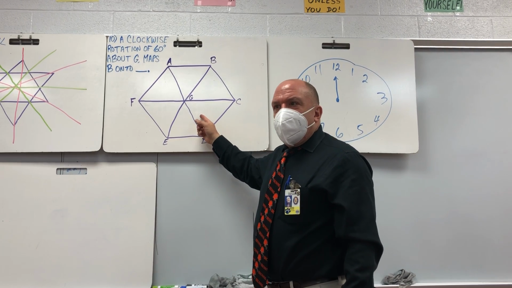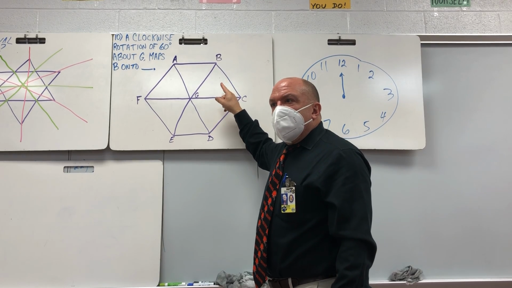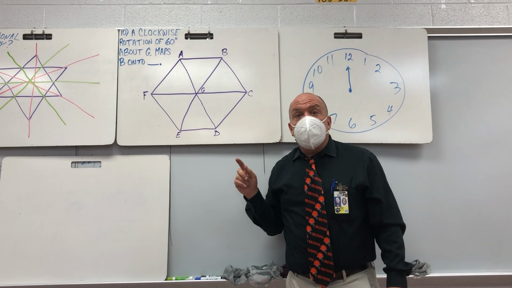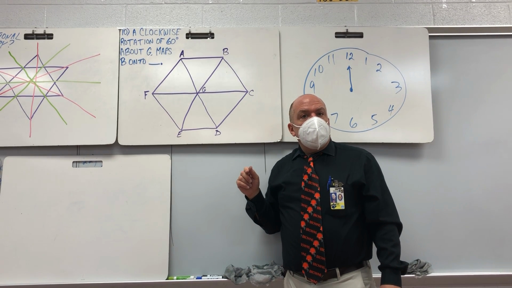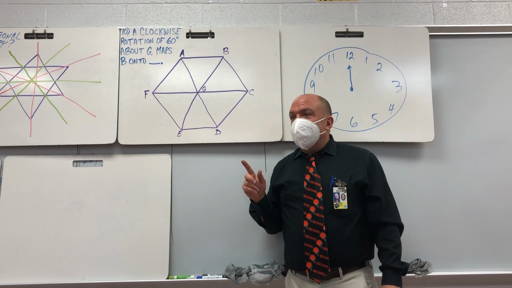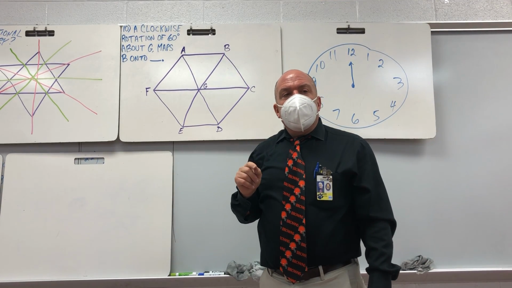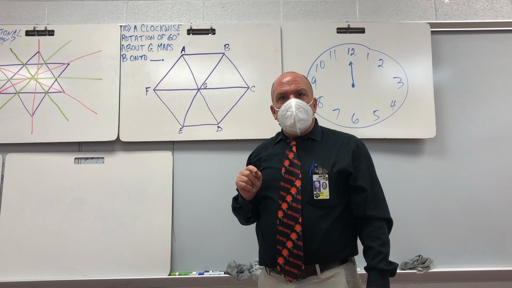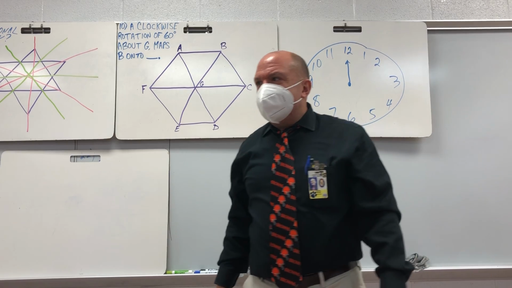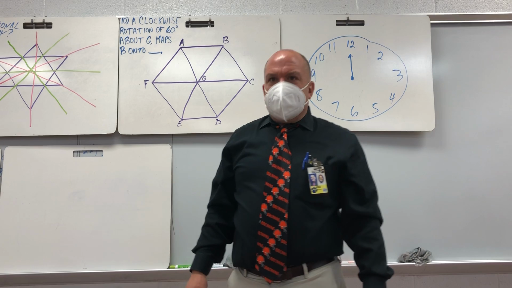So looking over here, how many times will this figure map onto itself? How many sides are there, or how many angles are there? 6, right? It will map onto itself 6 times. So what's the degree measure of one mapping? 60. Very good. 360 divided by 6 is 60.